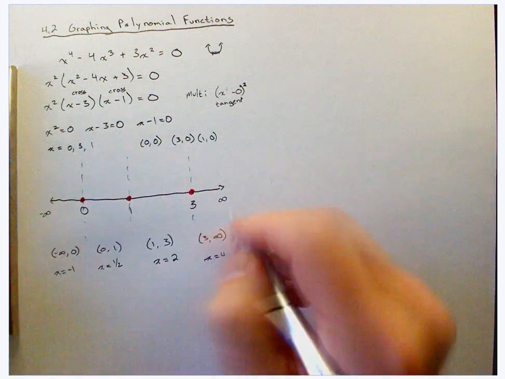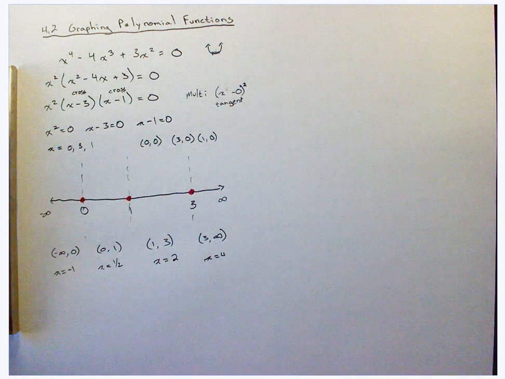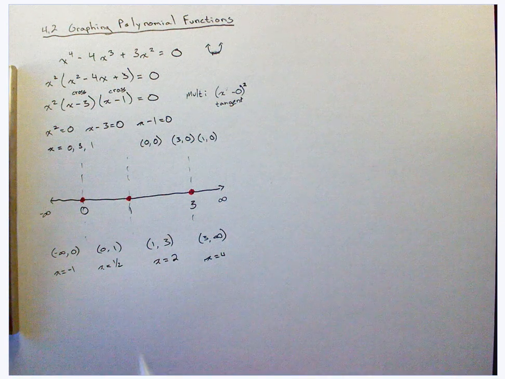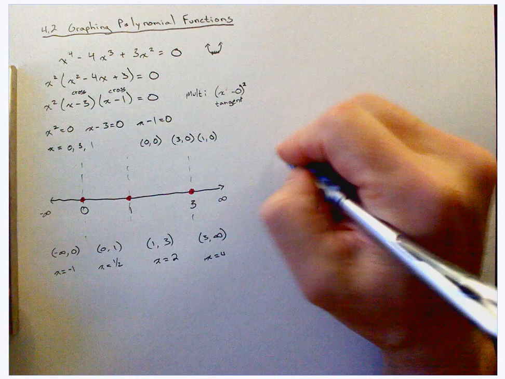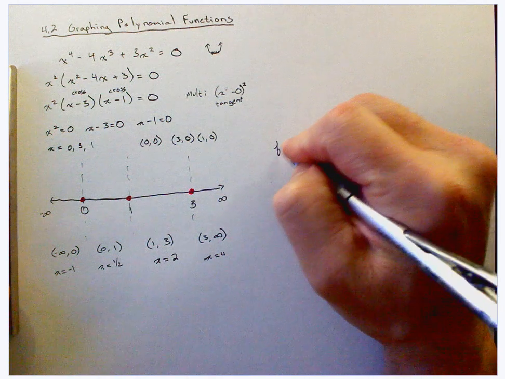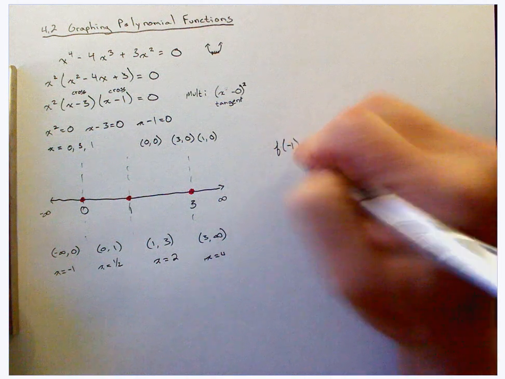Again, my end behaviors, I could end up with a large y value once I plug it in. That's just how the ends work. And next, I'm going to plug those values in. I'm going to solve for the function. So f of negative 1.